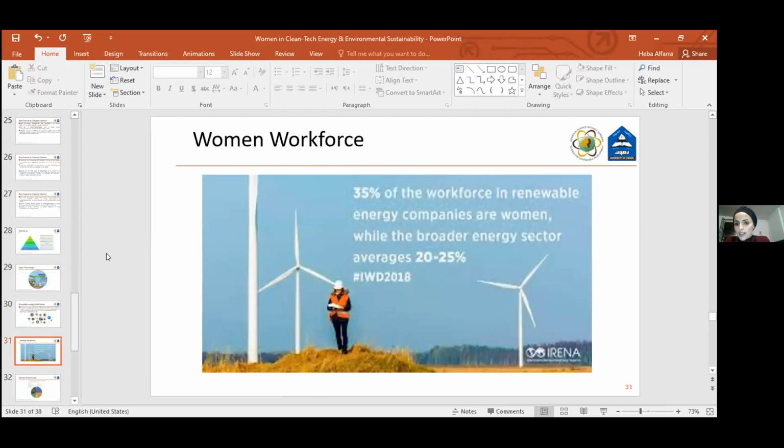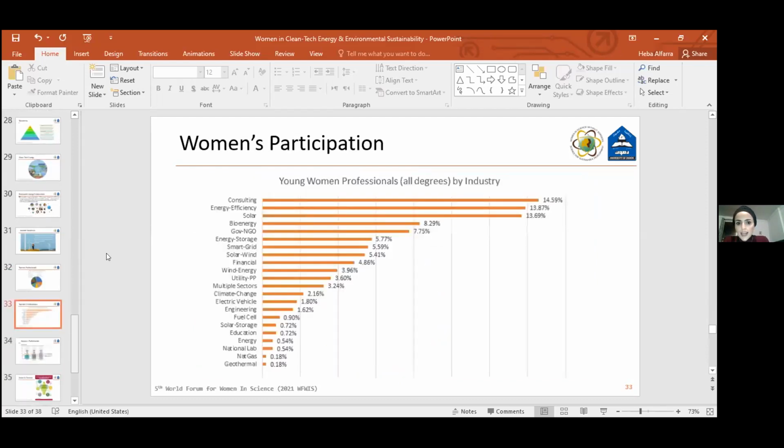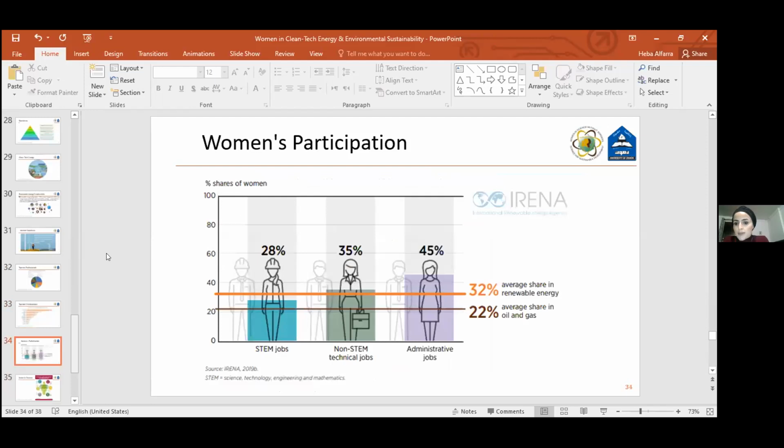It's good to start and good to know this number, that women are working in this kind of job, because women usually like to work on administrative jobs with people, 45%, more than other technical jobs. For a STEAM job, like science and technology jobs, around 28%, and non-technical jobs 35%, and for administrative jobs 45%.